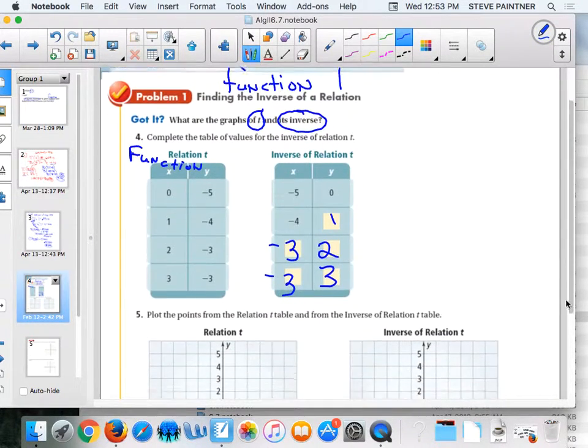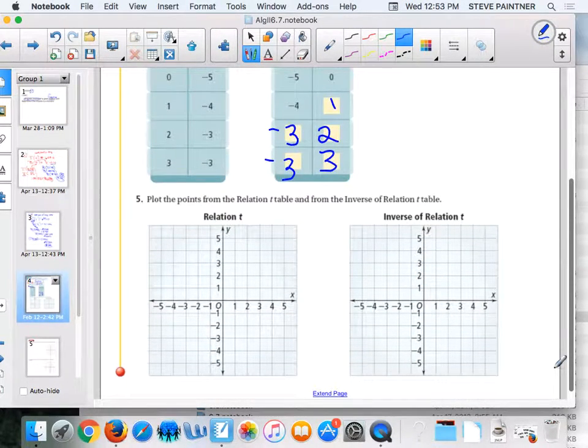Okay, so let's go down below, and now they say plot the points from the function t and from the inverse relation of t. So what are these points? (0, -5), right here. (1, -4), right there. (2, -3). And (3, -3), right there. Okay, so that is function t or relation t.